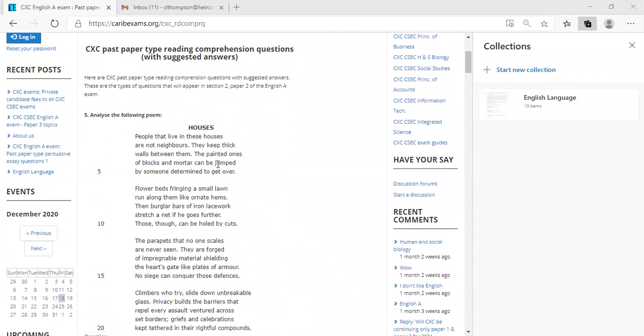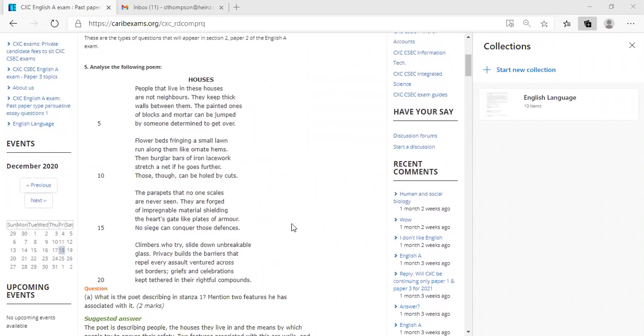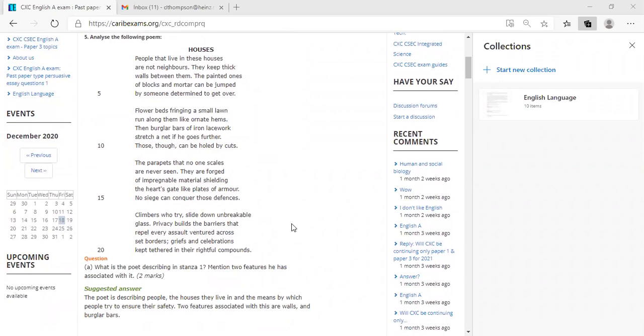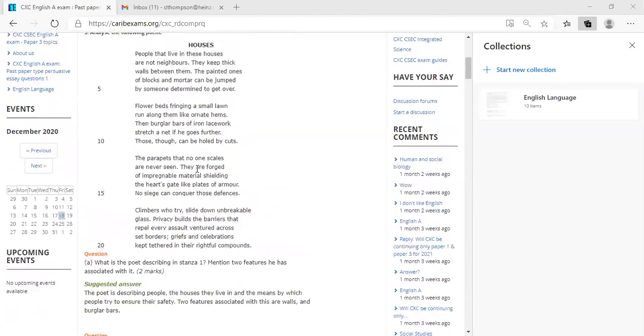How do the two stanzas relate to each other? The first one was literally talking about the fact that they're trying to keep up walls, and the second one talks about the fact that you have burglar bars and different flower beds to prevent them from going any further. Because they're essentially talking about the safety or protection of the people who live there. Right, the protection of the person who's living there. Let's look at the answer.